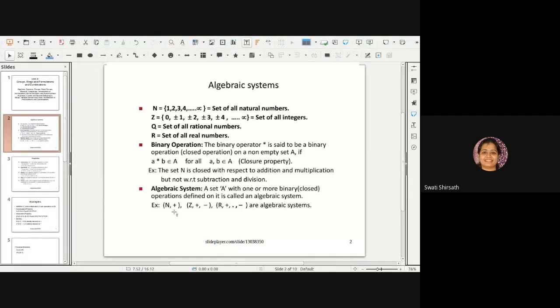This operation can be any operation. It can be simple addition operation. It can be simple multiplication operation, and these operations can be given in the form of equations also. So if I say N comma triangle, that triangle can be expressed by a plus b minus 2ab.